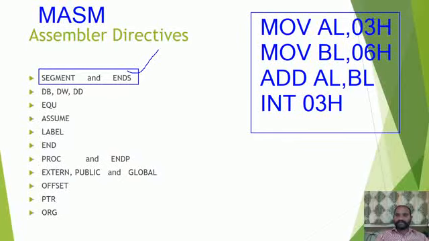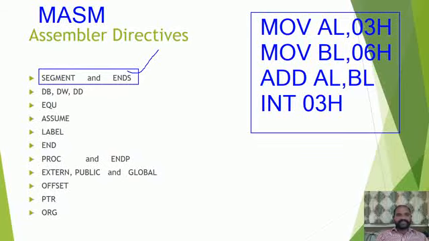You are supposed to identify what are the data elements and what are the instructions. All these instructions come under the code segment, and these two values should be declared as variables. Those should be there in the data segment. Now the question is how to declare the two variables in the data segment.